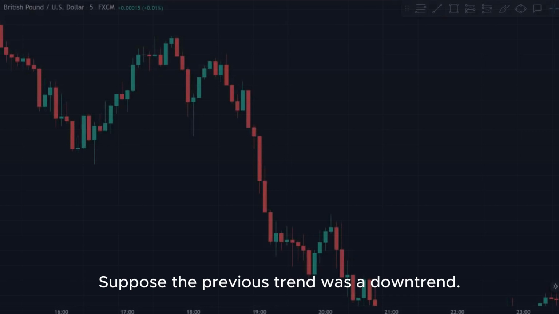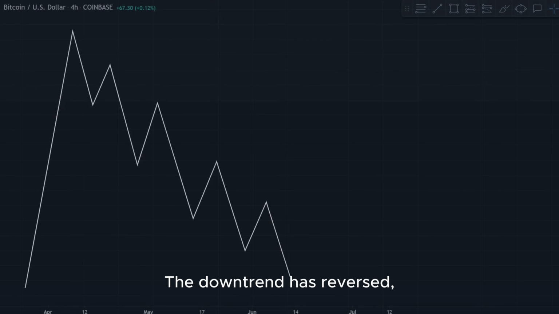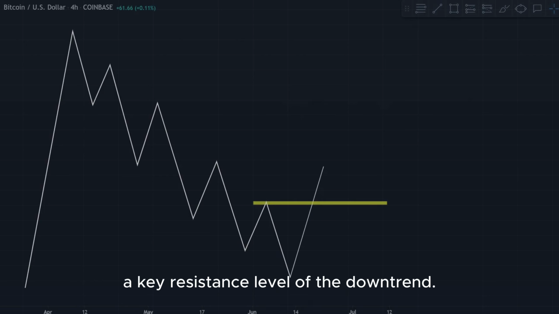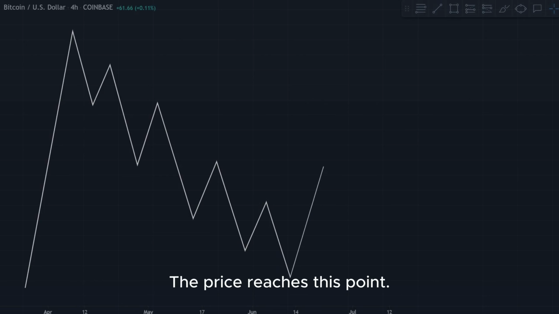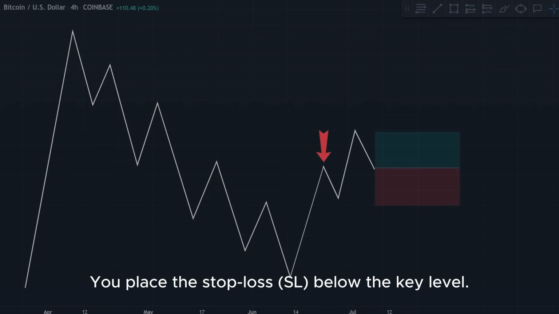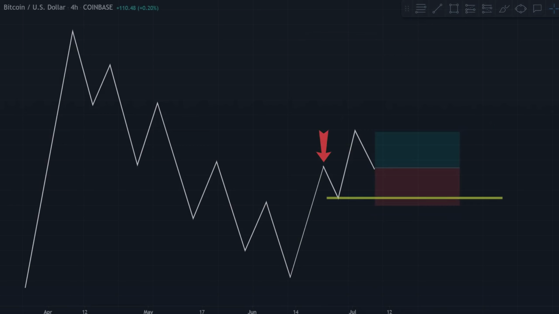Suppose the previous trend was a downtrend. The downtrend has reversed, turning into an uptrend. This is because the price has broken through a key resistance level of the downtrend. The price reaches this point. You decide to enter a buy order at the previous high. You place the stop loss, SL, below the key level.